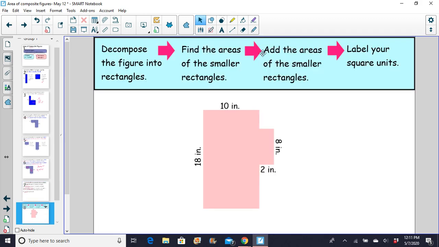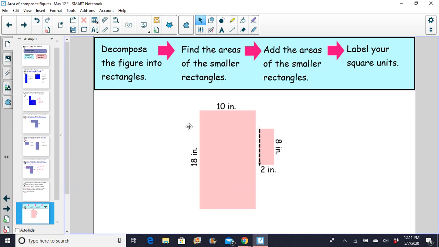Okay, so here's our steps up at the top. Decompose, find the areas, add the areas, label your square units. We'll go through all of these steps. So here's my composite figure right here. Notice I have got some lengths and some widths that are labeled. I have just enough that I can work with right now. First job, I'm going to decompose this figure into rectangles. There's a couple ways I could do it. Right now, what makes the most sense to me would be to make a break right along there. So that's indeed what I'm going to do.